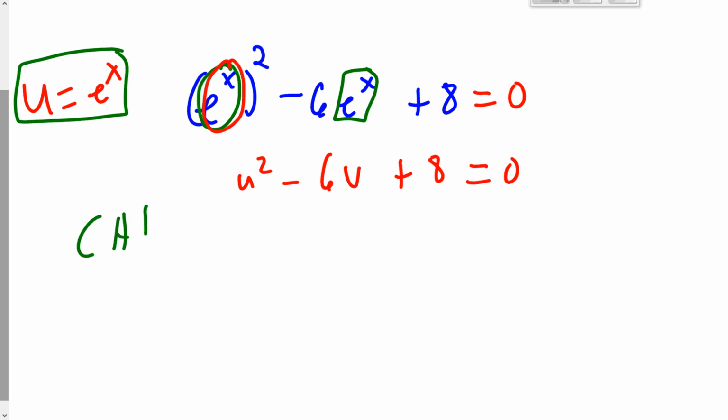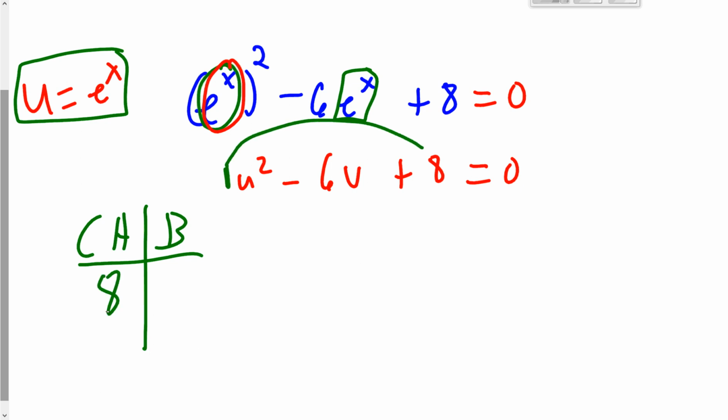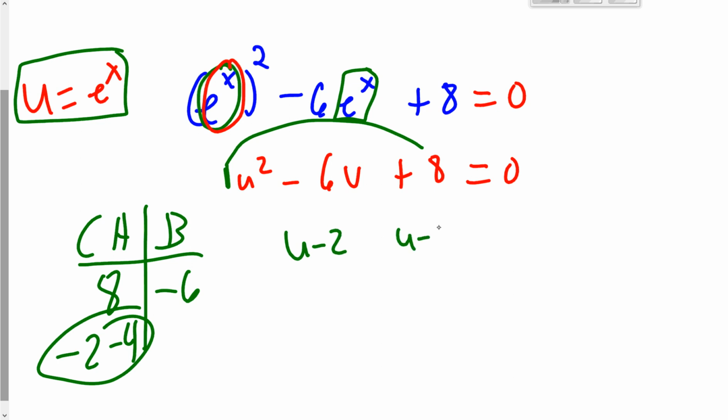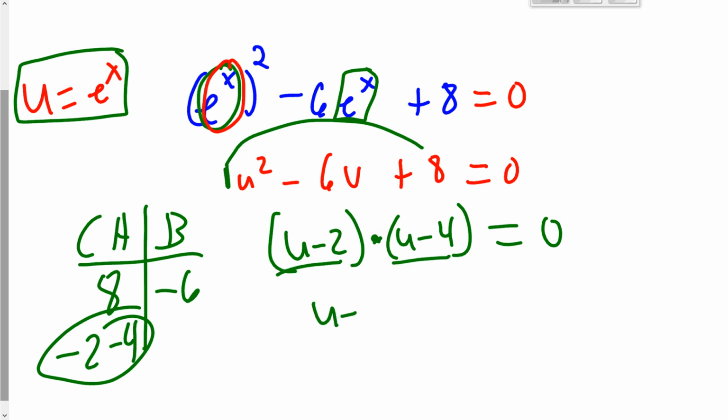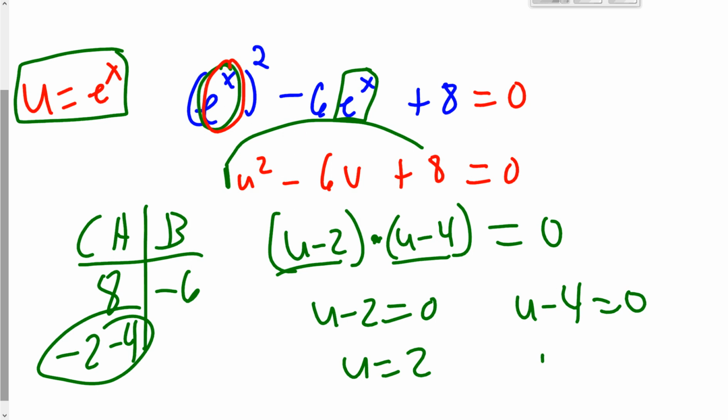So we can try to CAB it. So that's c, our a is 1, times 8, that's 8. Now, what times what is 8, but I get a negative 6? Well, that's a negative 2 and a negative 4, right? So I take those, and that's u minus 2 and u minus 4. Then we divide each of those by our a, which is 1, so that's not going to change anything. So I can take that out, and that equals 0. Since I'm multiplying two binomials and the answer is 0, doesn't that mean one of those binomials has to equal 0, right? So we set them equal to 0, so u equals 2 and u equals 4.